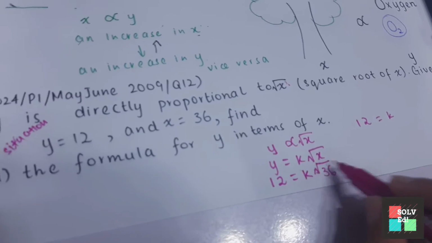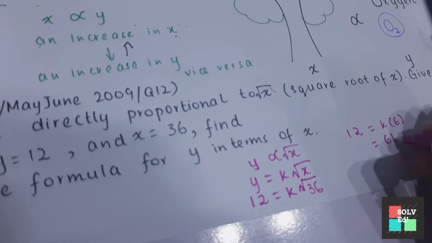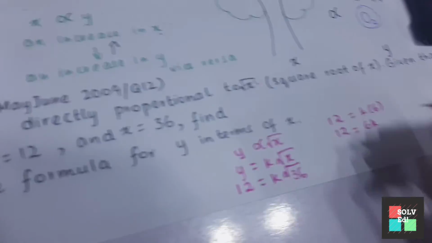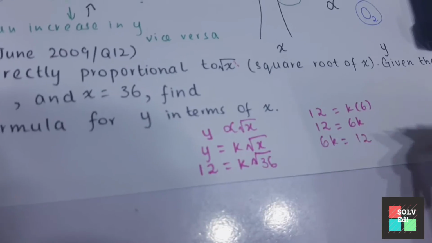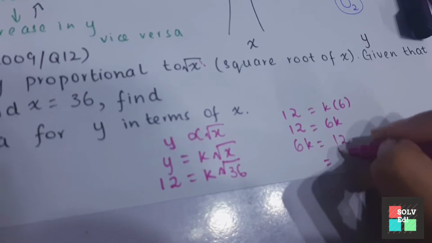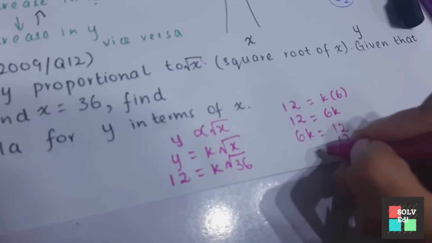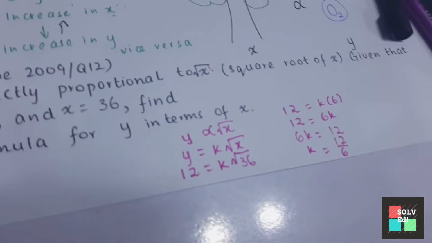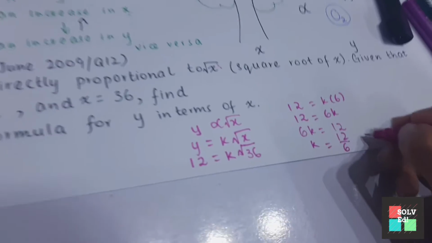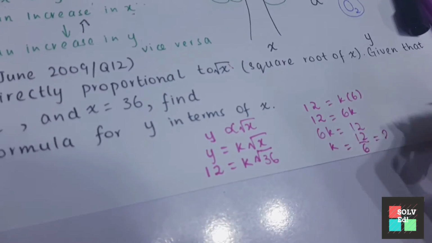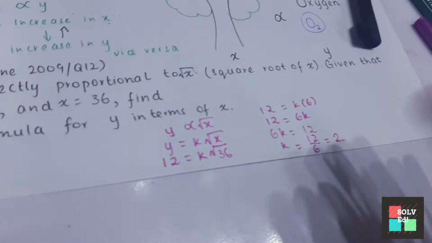We know that the square root of 36 is 6k. We can shift the variable to the left side, as it's commonly done. And then we can divide both sides by 6. If I divide this side by 6, it's going to give me 1k, which is the same as k. And if I divide this side by 6, it's going to give me 2. So k equals 2.